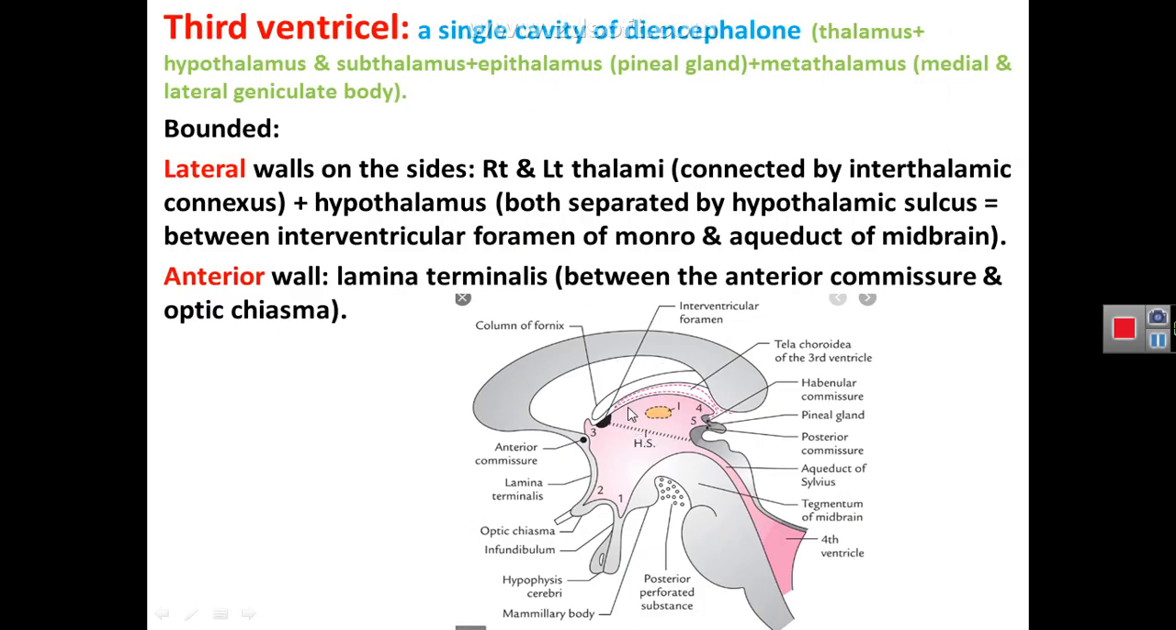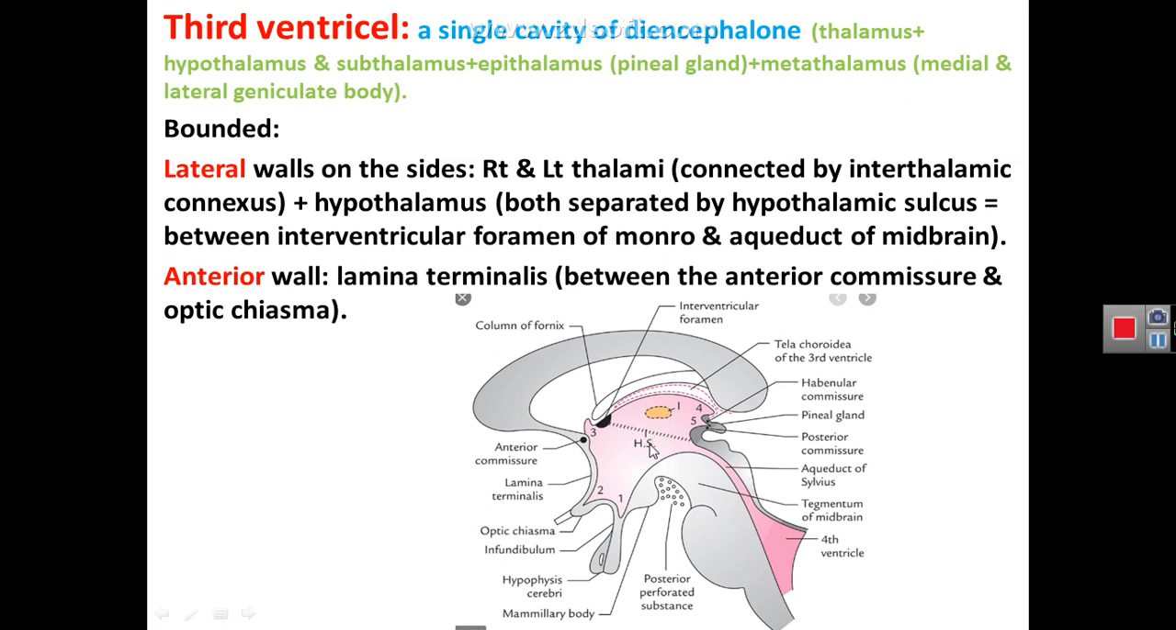Starting with description of the third ventricle. The third ventricle is a single cavity of the diencephalon. And when we say diencephalon, it means thalamus, hypothalamus, subthalamus, epithalamus, which is the pineal gland, metathalamus, which are the medial and lateral geniculate body.